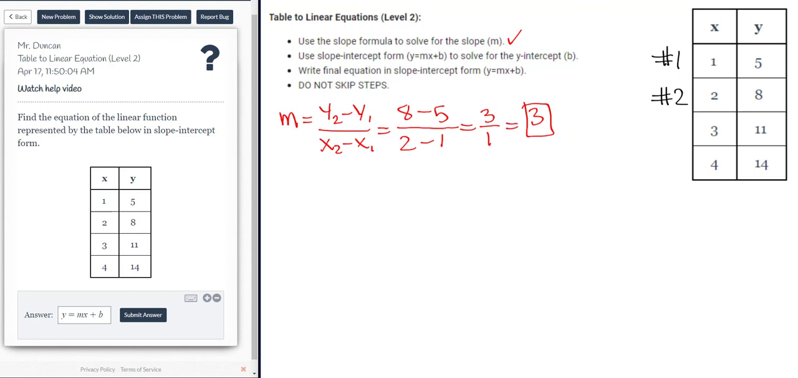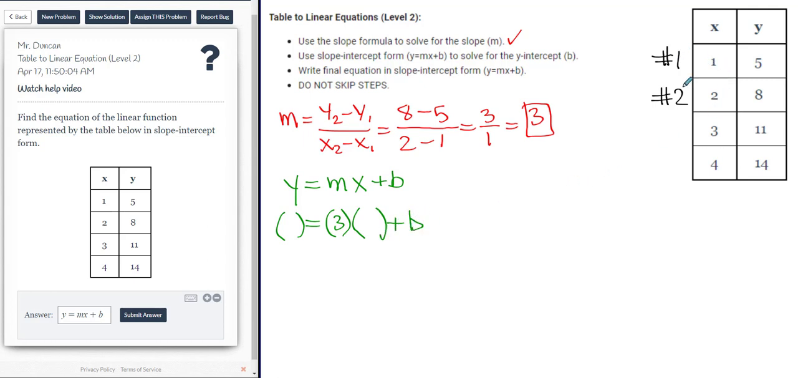Now I'm going to switch over to green, and the second bullet says use slope-intercept form to solve for the y-intercept. So slope-intercept form is y equals mx plus b. And we know our m is 3. So where the m is, I'm going to put parentheses and substitute 3 in there. Now we have to substitute something for y and for x, so I'm just going to give myself parentheses here and here. And when we're done, we should be able to find out what our b value is.